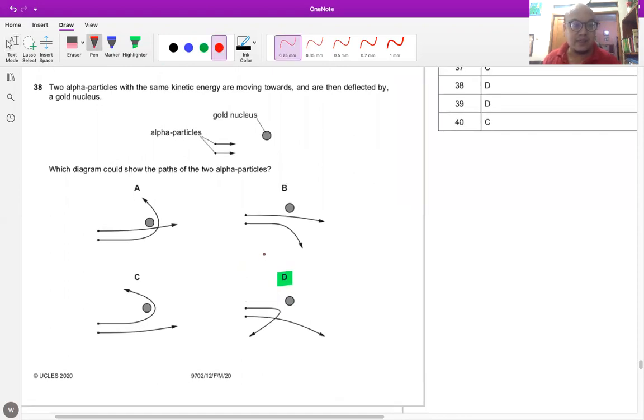Two alpha particles with the same kinetic energy are moving toward and deflected by a gold nucleus. Which diagram shows the path of the two alpha particles? Okay, the first one, this is gold. Alpha particle is positive, gold also positive. So between positive and positive, it will repel. This one, they want to attract. So this is not correct.